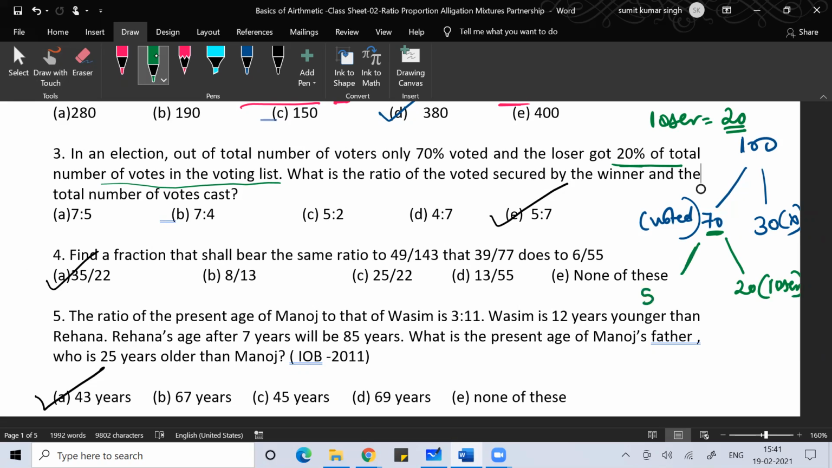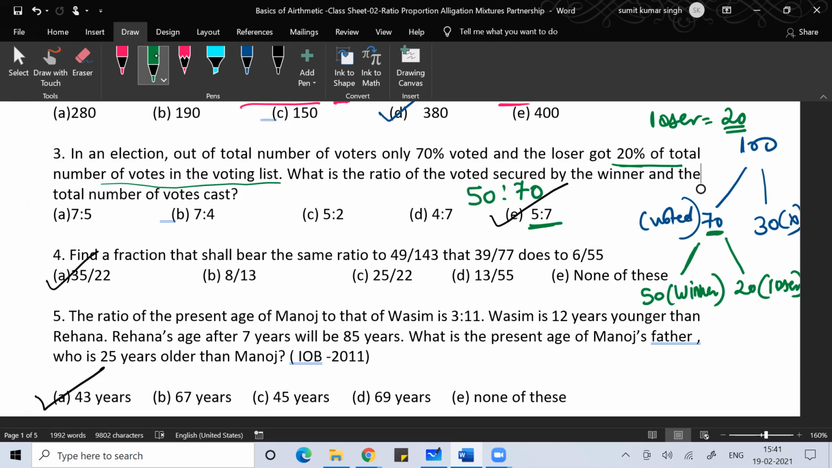So how many votes has the winner got? The winner would definitely have got 50 votes, because 70 votes were cast. Out of 70, the loser got 20 votes, so the winner got 50 votes. So what is the ratio of votes secured by the winner and the votes cast? The votes secured by the winner is 50 and the votes cast is 70. So the ratio is 5:7.